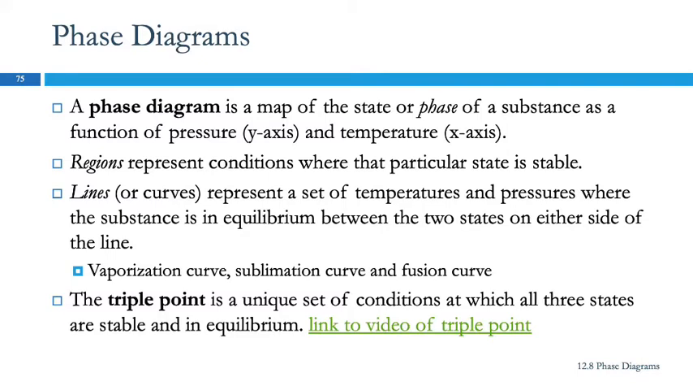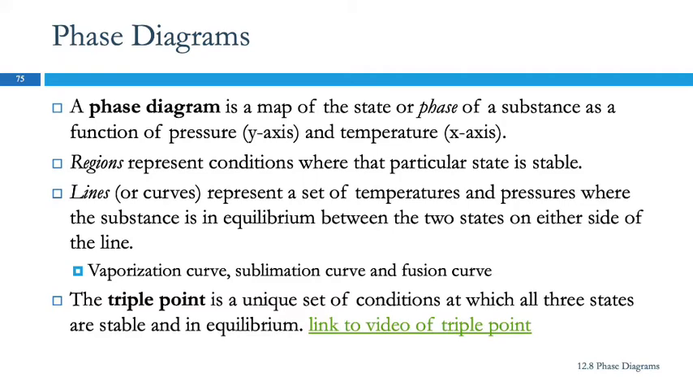So a phase diagram is a diagram or a map of the state or phase of a substance as a function of pressure and temperature. Pressure's on the y-axis, temperature's on the x-axis. And there are regions in this diagram that represent where that particular state is stable. And there are lines that separate the regions which show where the substance is in equilibrium between the two states.